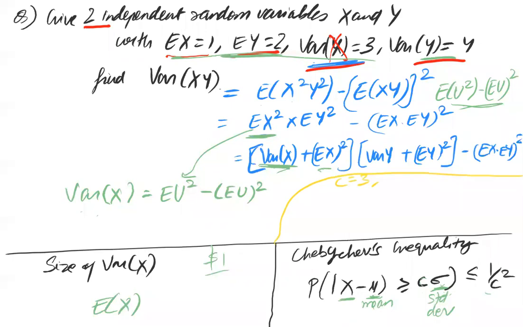And then they say that X strays away 3 standard deviations from its mean at most 1 by 9 times. 1 by 9, 3 standard deviations, and this is the mean. So X stays away from the mean by a distance of 3 standard deviations at most 1 by 9 times. Okay.